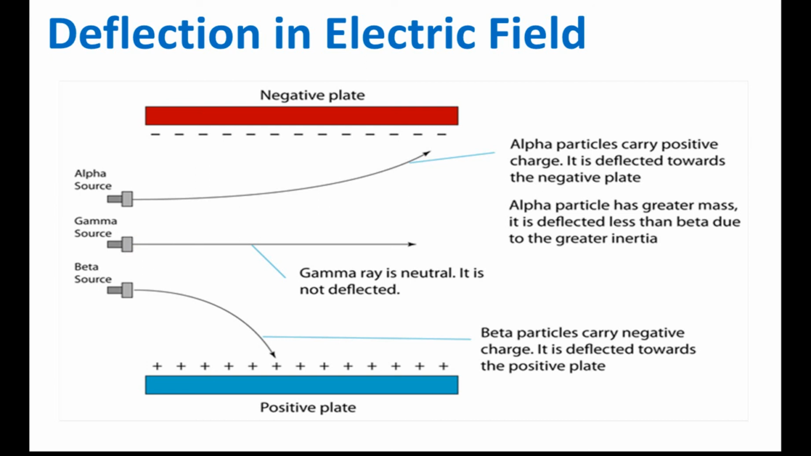So you must know this. Alpha carries positive charge, it will move to the negative plate. Beta carries negative charge, it will move to the positive plate. Gamma is not deflected because it's neutral.